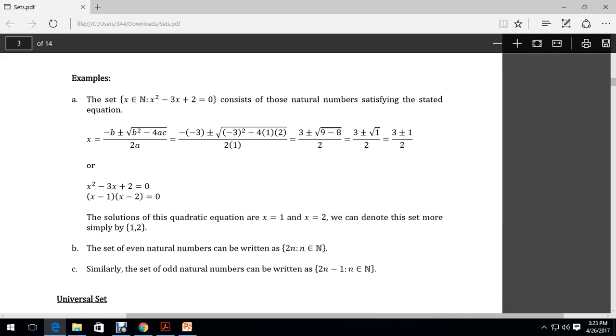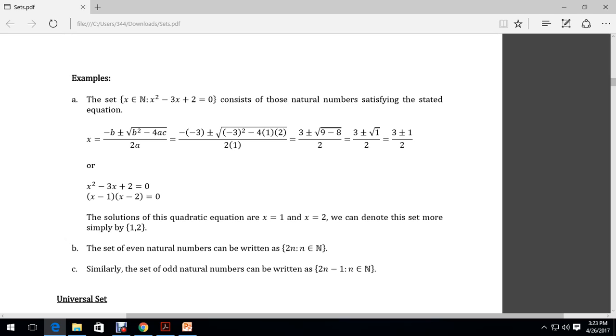Okay, so let's take on probably one example. For the rule method, given for example this expression here for the defined set, we have the set of all x element of N such that x squared minus 3x plus 2 is equal to 0. This set consists of those natural numbers satisfying the stated equation, x squared minus 3x plus 2 is equal to 0. Now the question is, what are those natural numbers?